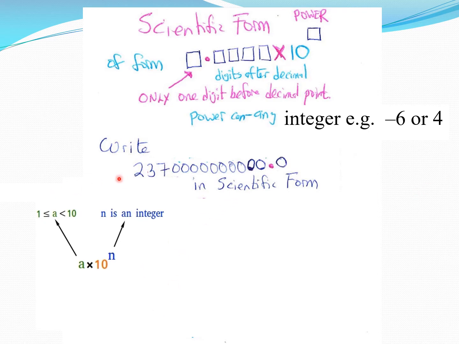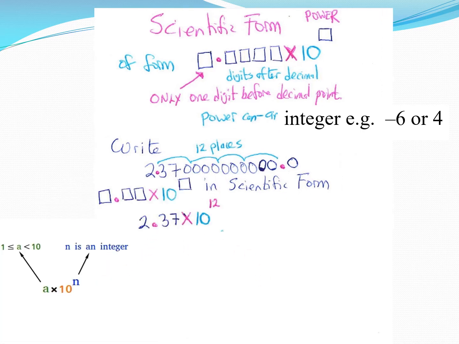So before we start the process, imagine our number just written out there, and we just say it's 0.0. We didn't have the decimal point included originally, but just for the purposes of thinking of this process, we want the first part of the figure in scientific form to be 2.37. So how many places do we move that decimal point? We move it 3, another 3, another 3, and another 3. So we're going to move it 12 places. That means our number is going to be 2.37 by 10 to the power of 12.